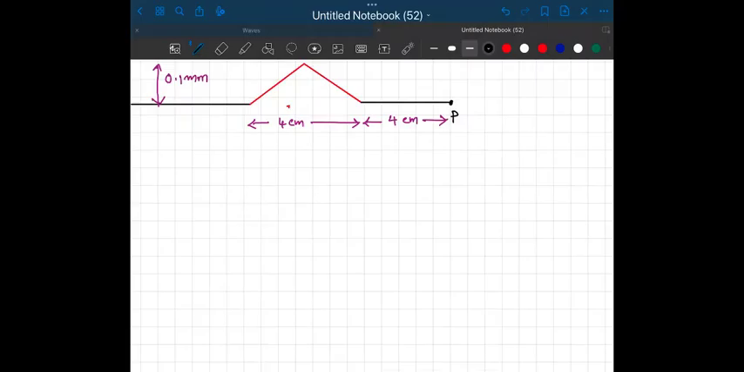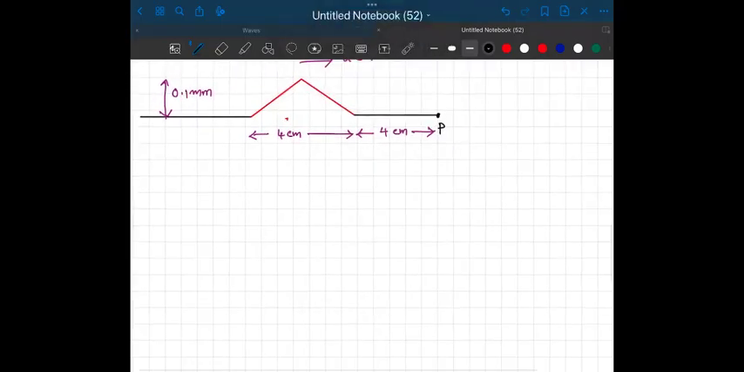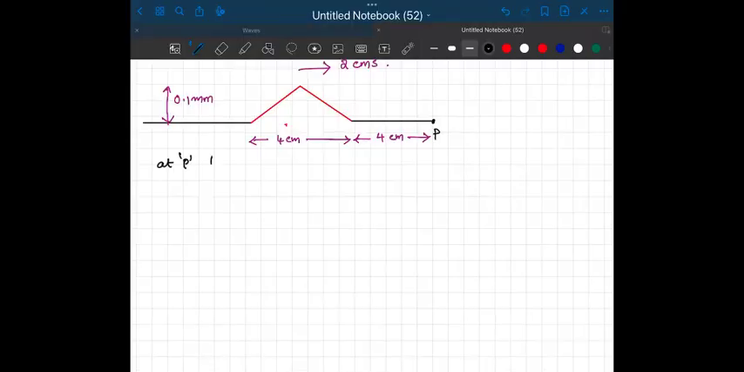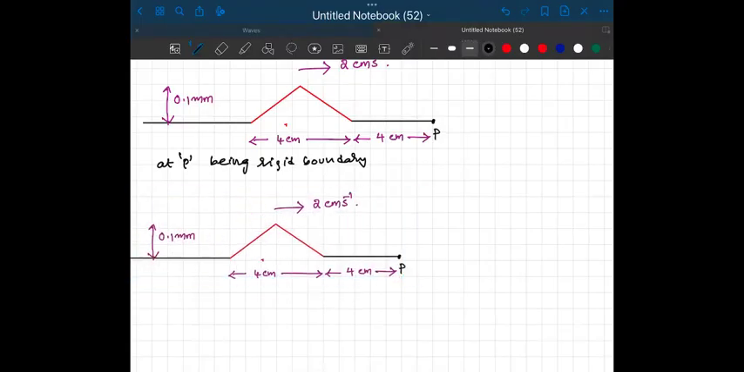Now the question is, at P being a rigid boundary, what we will do in that case is that we will construct again a similar wave pulse which is at 4 centimeter, but the pulse being inverted.